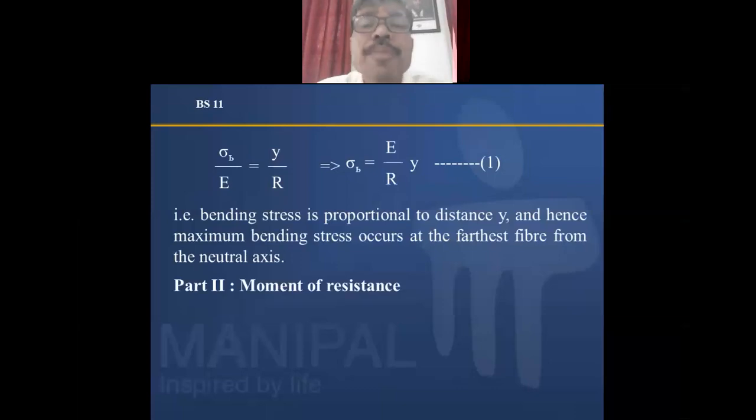Part 2. Now we have got the expression sigma by E is equal to y by r. Then part 2 is the moment of resistance.